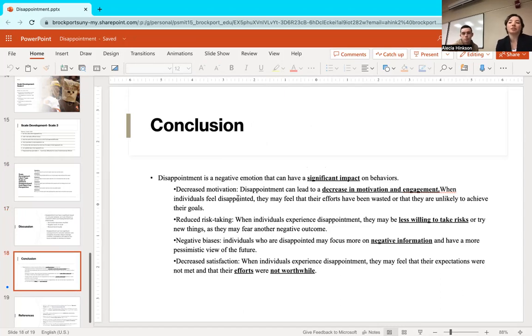Disappointment is a negative emotion that can have a significant impact on behaviors such as decreased motivation, reduced risk-taking, negative biases, and decreased satisfaction.